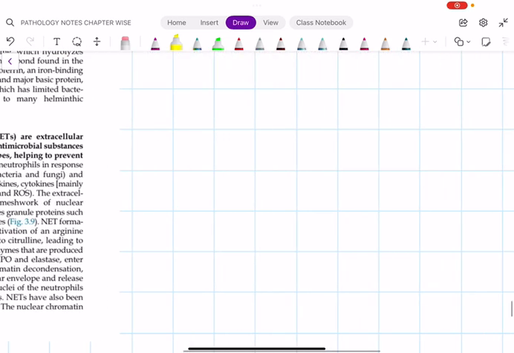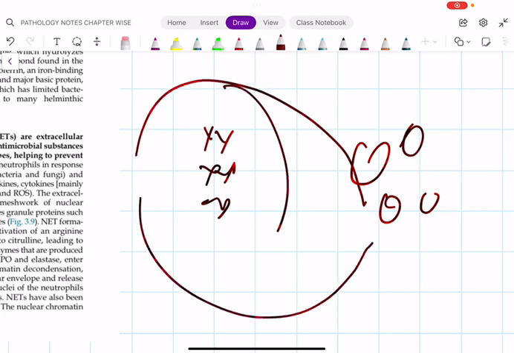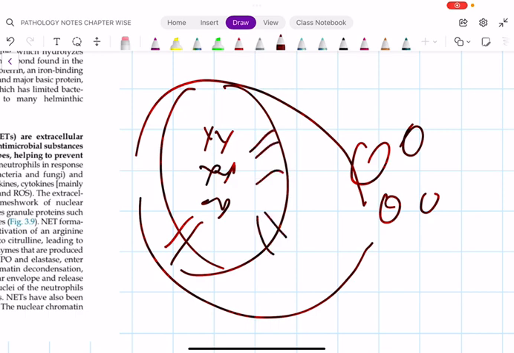For example, these are some microbes. Here we have neutrophils. It is going to form a net like this. Finally, trapping this, it will produce some antimicrobial substance, so it can't spread. Simple. I hope it is clear.